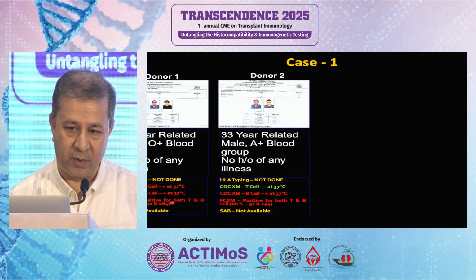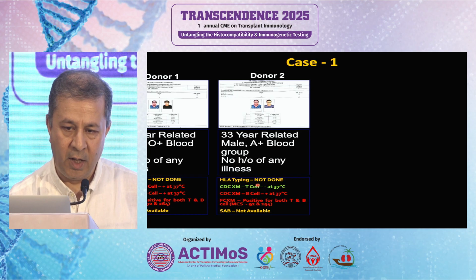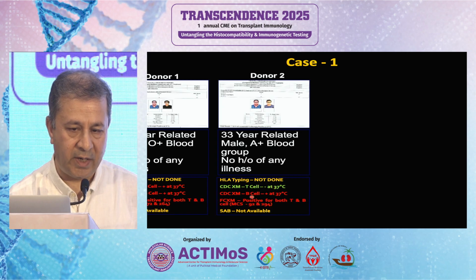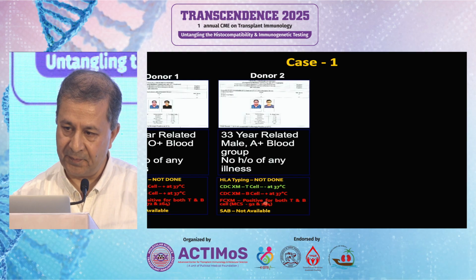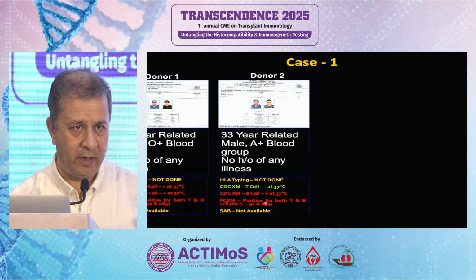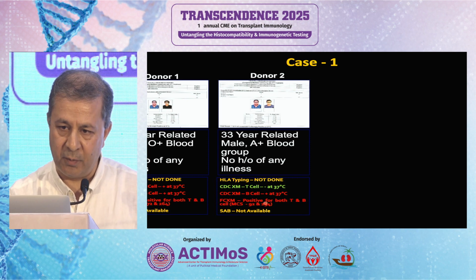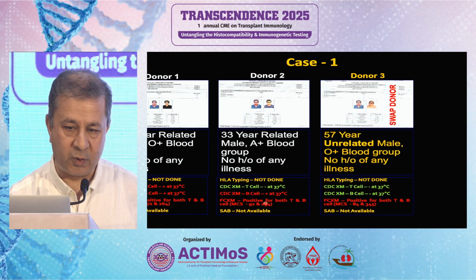So this was the alternate donor. Now here you have an A positive getting transplanted, so that's another part of it. But again, look at it. Typing not done, SAB not done, but CDC on T cell was negative, B cell still positive. However, flow continued to be positive. So at this point of time, the nephrology team decided that we'll go ahead and look for a swap transplant. That's the other thing which people keep doing nowadays. And this is what the swap was.